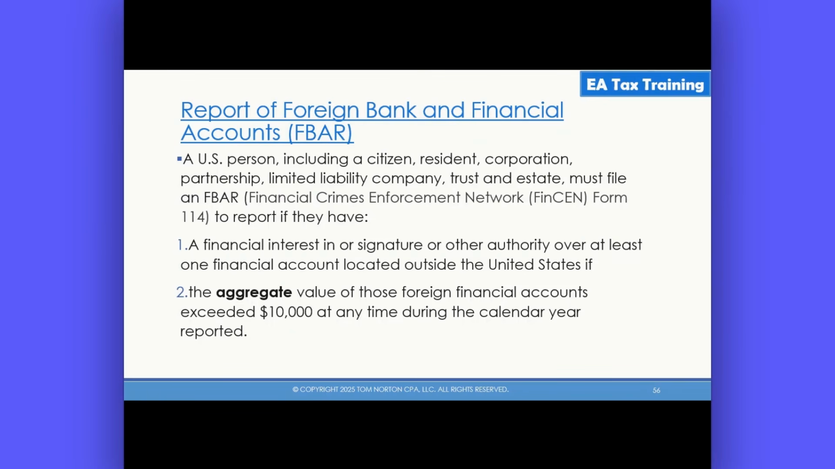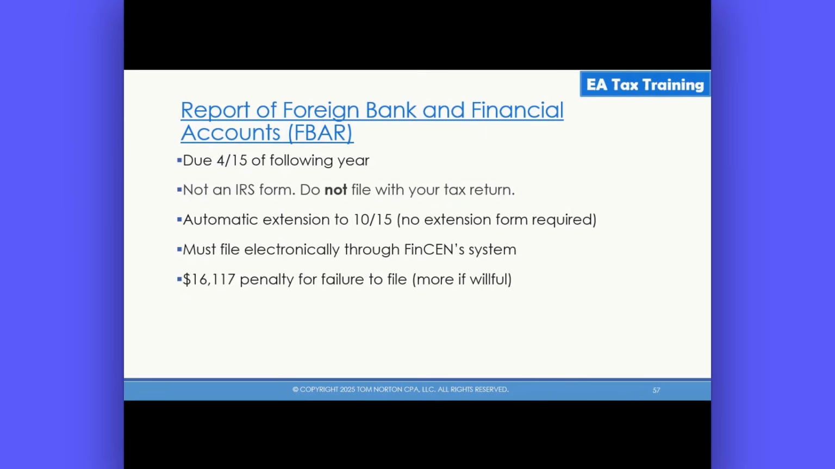So if even for one day during the year, the total of all your foreign accounts exceeded $10,000, then you have to file this FBAR. It is due on April 15th of the following year. It is not an IRS form. You do not file it with your tax return. And it doesn't matter what your year end is. So you could have a C corporation with a July 31st year end. This is due on April 15th of each year. That's when you file the FBAR.